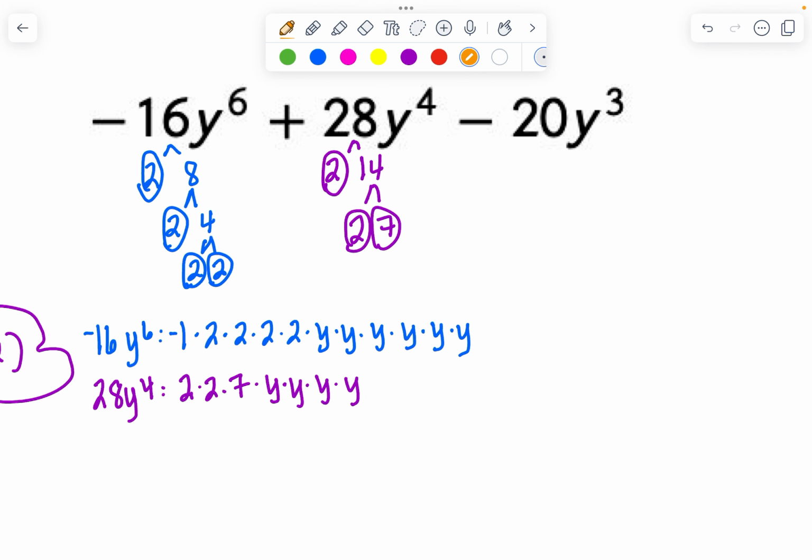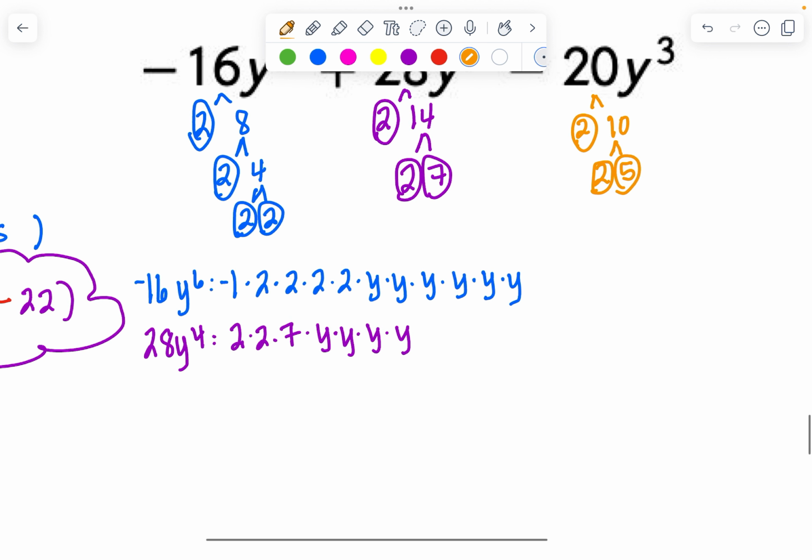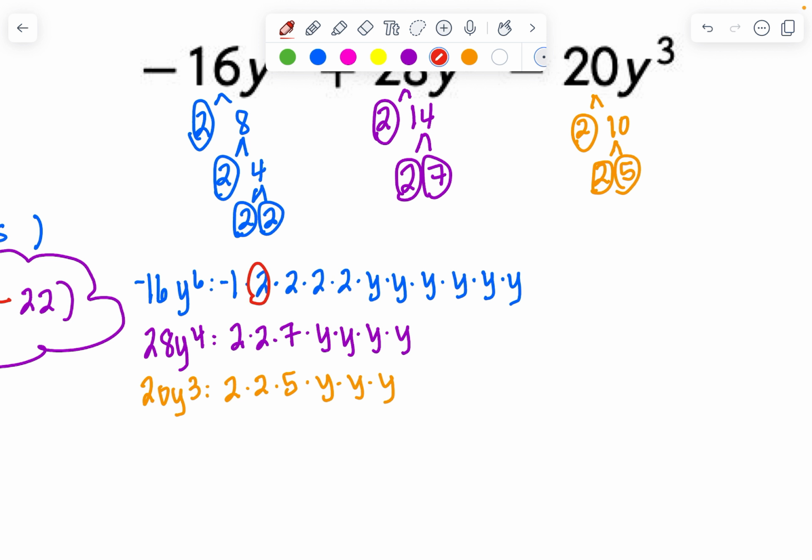And then 20y to the 3rd. 20 is 2 times 10. 2 is prime. 10 is 2 times 5, which are both prime. So 20y to the 3rd is 2 times 2 times 5, y, y, y. So now, looking for our GCF here, it looks like they all have 2 2's and 3 y's.